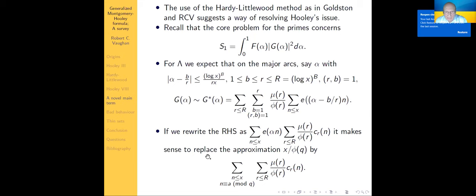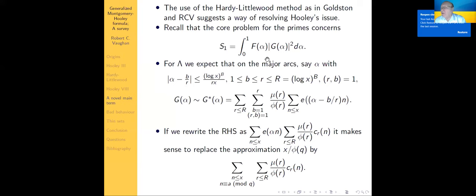Remember, in the original Montgomery-Hooley result, we have a main term of x over φ(q). The idea here is to replace that main term by this expression, which is just a form of using this and then summing this over the n which are in the residue class a modulo q. Seems a little complicated, but it actually has this feature that in here you have a function G star, which is a good approximation to G throughout the whole of the major arcs.